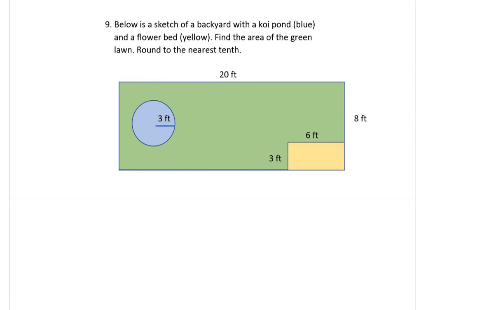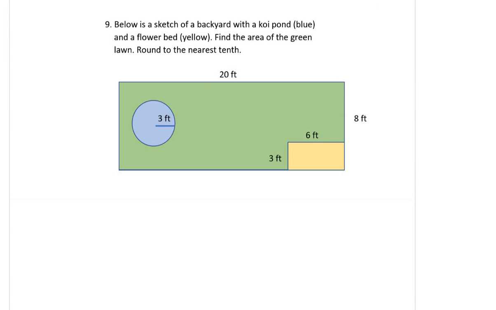And problem number 9 below is a sketch of a backyard with a koi pond, which is drawn in blue, and a flower bed, which is colored yellow, and the area of the green lawn is what we are asked to find. Now the problem in your homework is going to be similar to this, but not exactly like it. What I have in my picture is a whole circle. What you're going to have in your homework is going to be half of a circle. So be sure you take that into account when you're doing your homework.